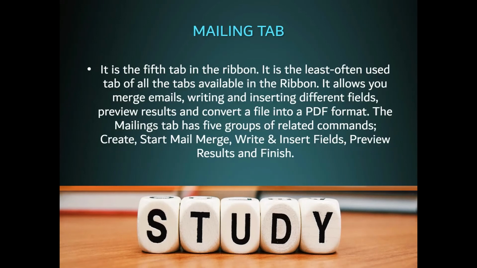Mailings tab. It is the fifth tab in the ribbon. It is the least often used tab of all the tabs available in the ribbon. It allows you to merge emails, write and insert different fields, preview results, and convert a file into a PDF format. The Mailings tab has 5 groups of related commands: Create, Start Mail Merge, Write and Insert Fields, Preview Results, and Finish.